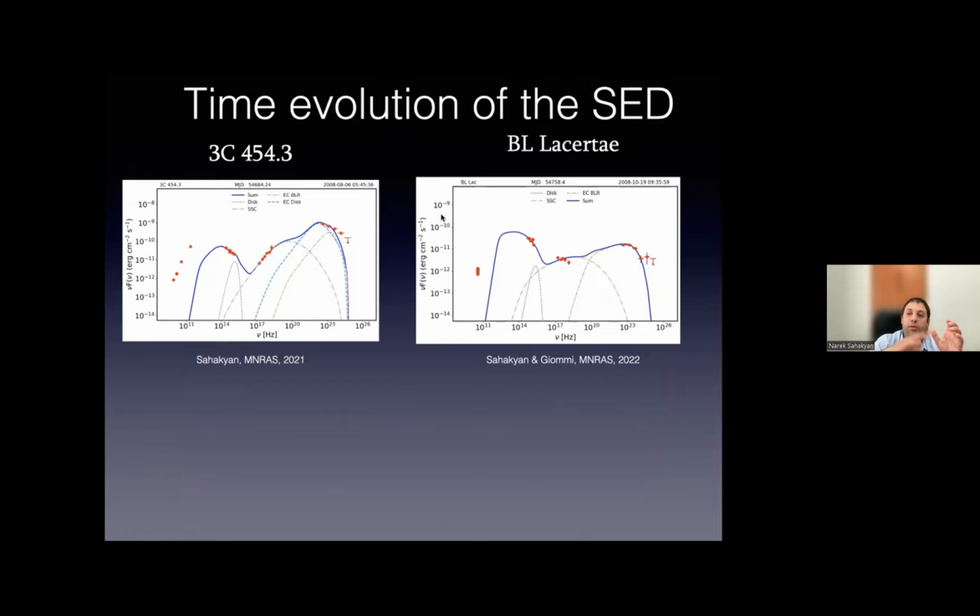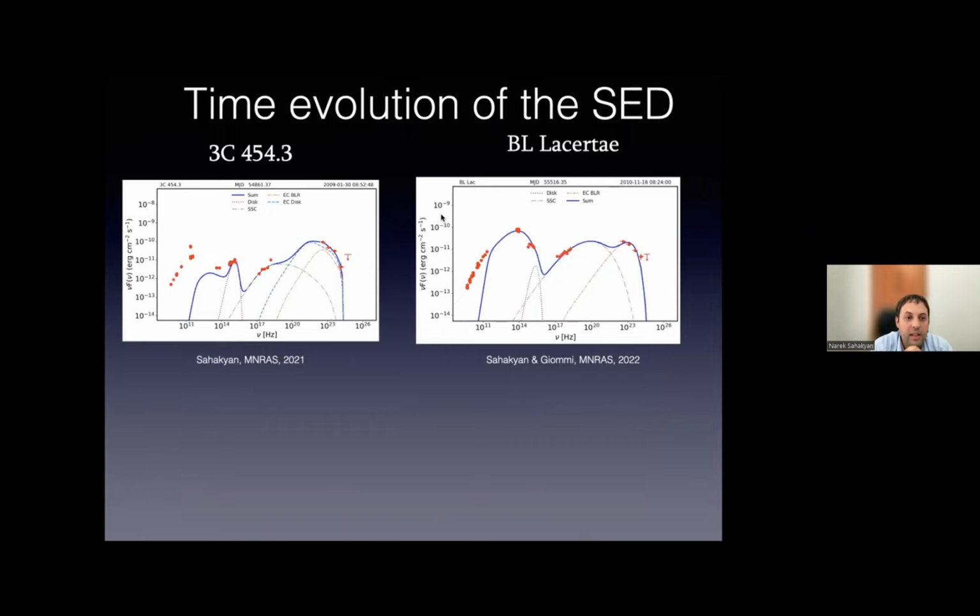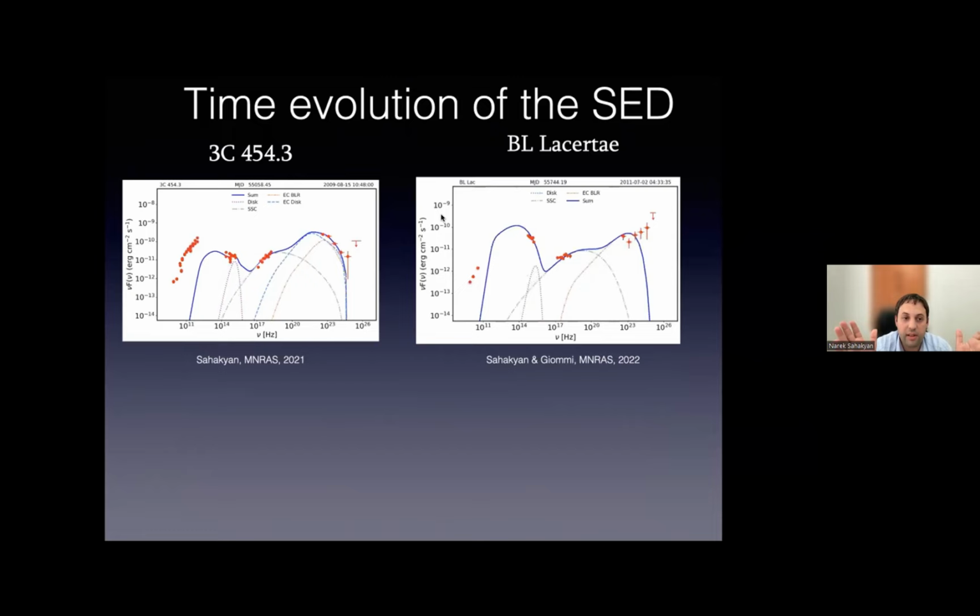And each time we model, we try to see how the different components are changing in time. Here in this animation, I show you the change of the emission, and at the top of the plots you see the dates. So for different periods, you see how the different components are changing in time. For example, on the left panel, you have the disk in magenta color, the thermal emission from the accretion disk, which is almost constant in time, but the synchrotron component goes up and down, and sometimes it can be above or below this thermal emission.